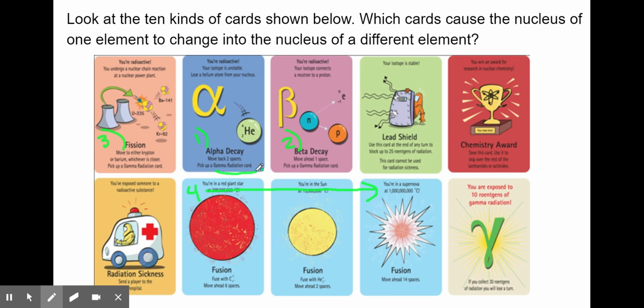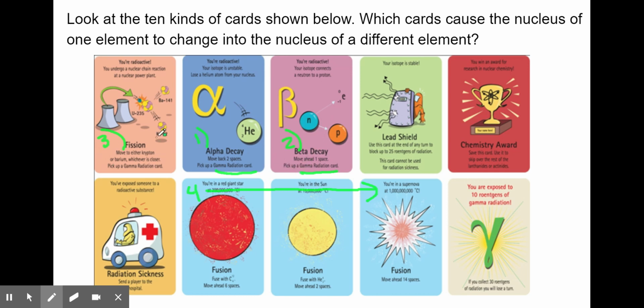Notice it says pick up a gamma radiation card, okay? Alpha decay will always produce gamma radiation. Beta decay: if you pick up a beta decay card, it says your isotope converts a neutron into a proton, okay? It says move ahead 1 space. Think about beta decay. Our atomic number increases because we are changing a neutron into a proton and we are releasing an electron, okay? This says pick up a gamma radiation card. Well, beta decay also produces gamma radiation.